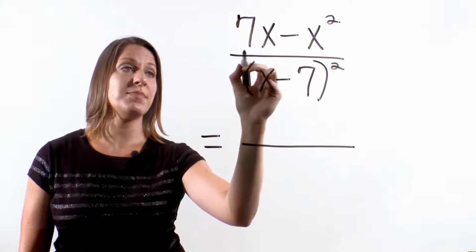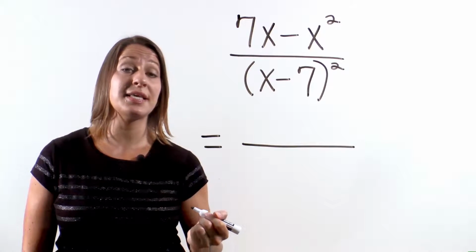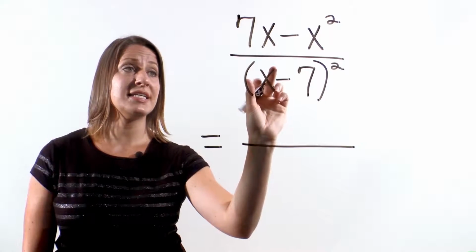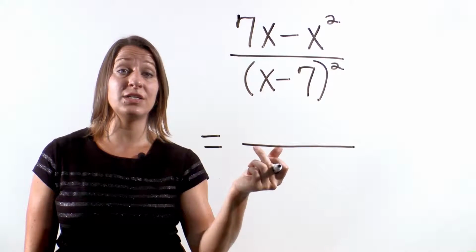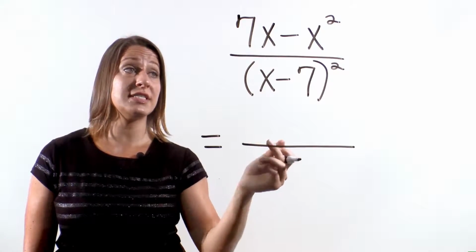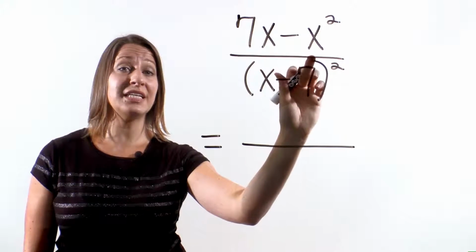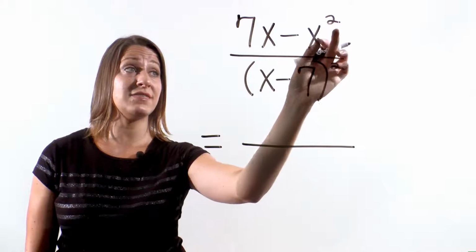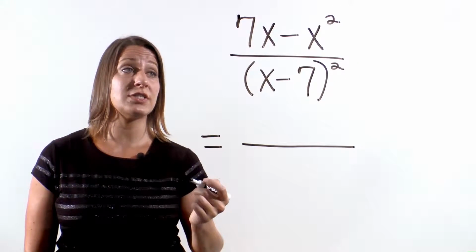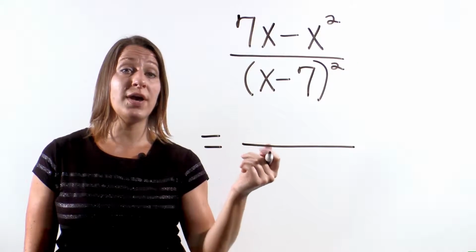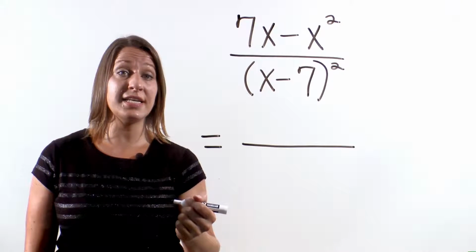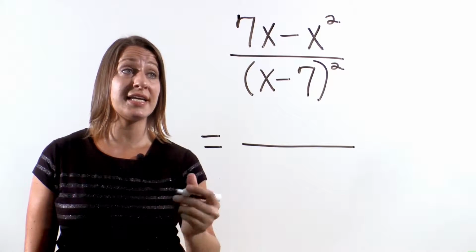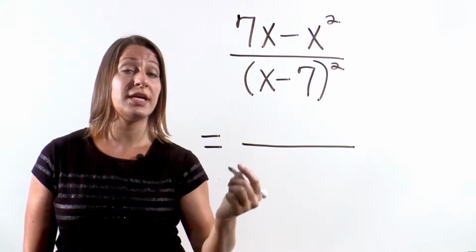Let's look at this top expression, 7x minus x squared. Notice that, first of all, it's not in descending order. If it were in descending order, we would have a leading coefficient of a negative number because the negative x squared would come first. So I'm going to go ahead and factor that negative number out, and I'm going to factor an x out because they both share an x.